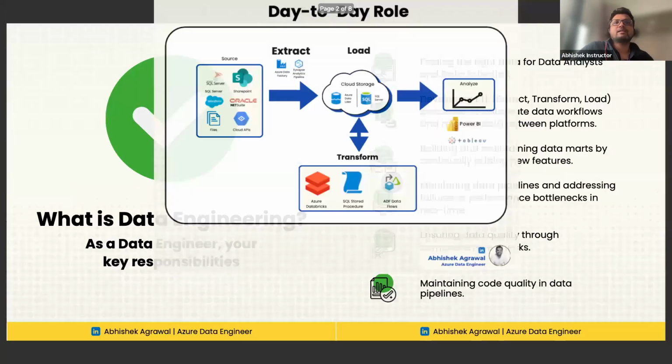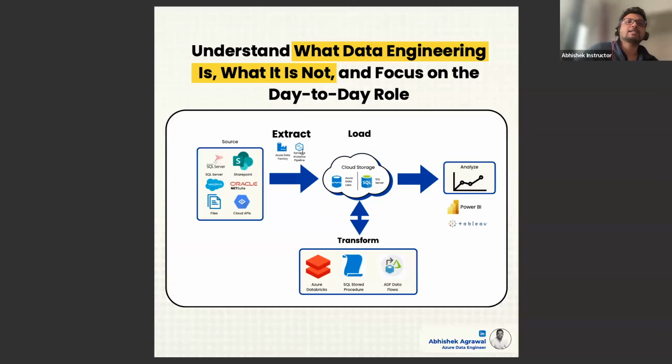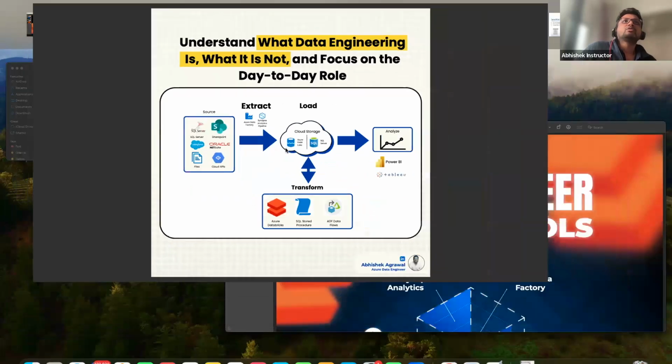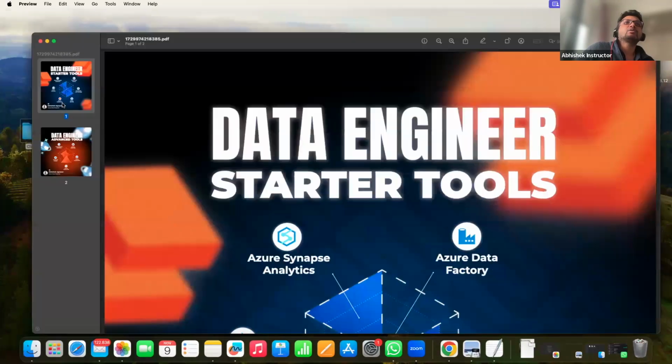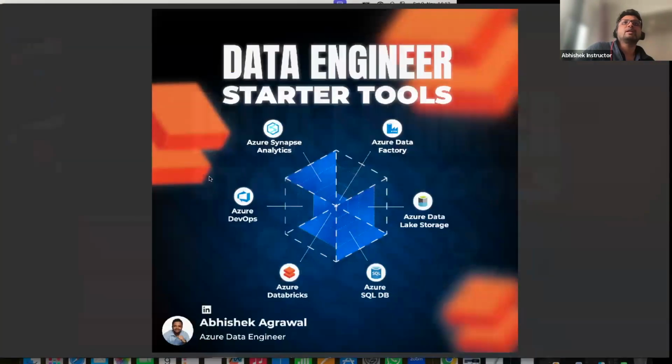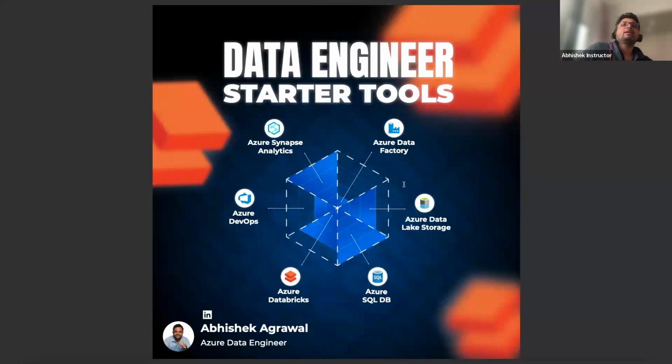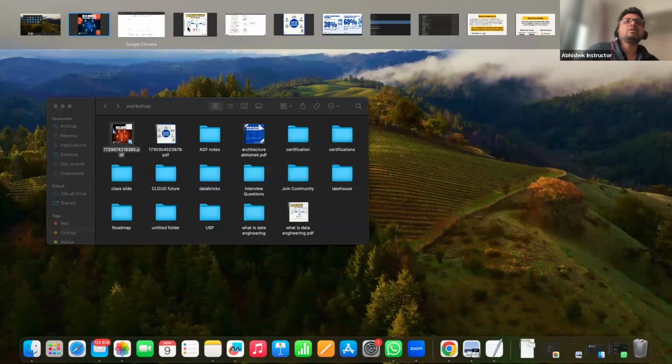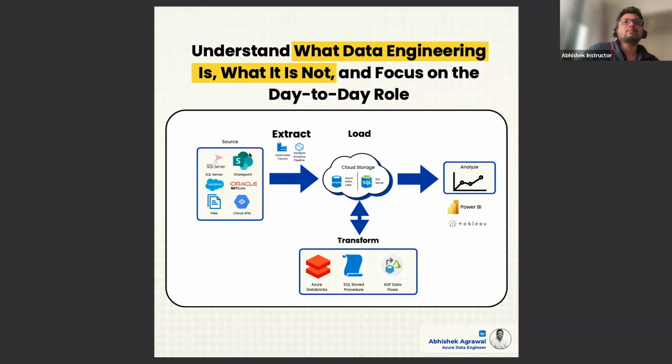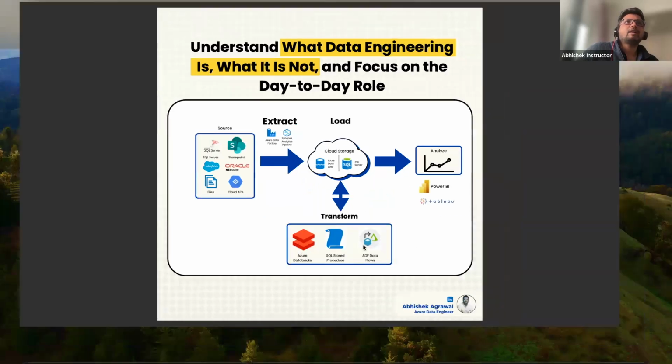So if you see, extraction is generally done by Data Factory and Synapse Analytics pipeline. The storage will be done in Blob Storage or Data Lake Gen 2. Transformation will be done in Databricks, stored procedures or data flows, right? So these are the starter tools we will focus on during the course. We will focus on Data Factory, Databricks, SQL DB, Data Lake, DevOps, and Synapse Analytics pipeline, which is a very, very important tool when you're starting in the cloud. We'll learn all of that during the course.